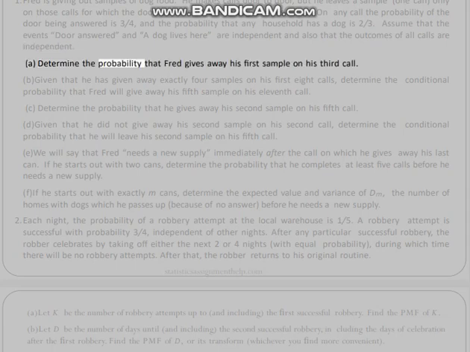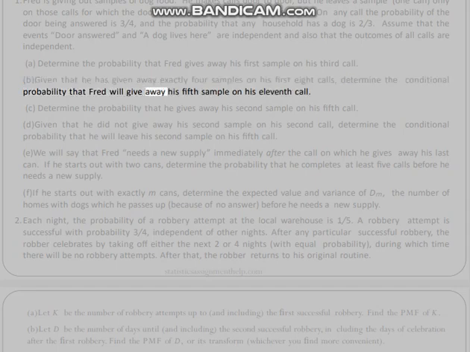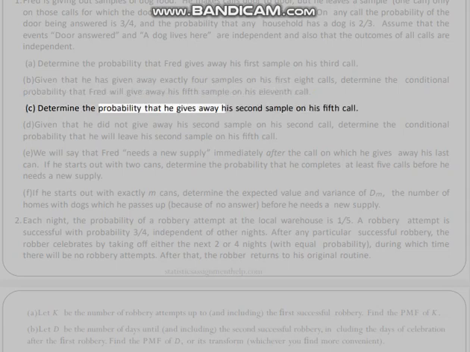A. Determine the probability that Fred gives away his first sample on his third call. B. Given that he has given away exactly 4 samples on his first 8 calls, determine the conditional probability that Fred will give away his 5th sample on his 11th call. C. Determine the probability that he gives away his 2nd sample on his 5th call.